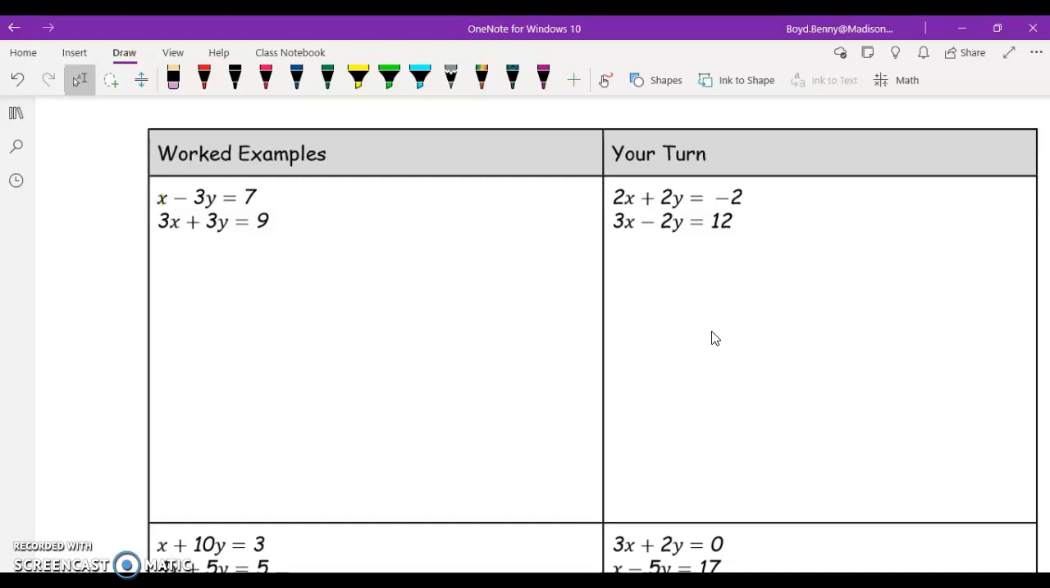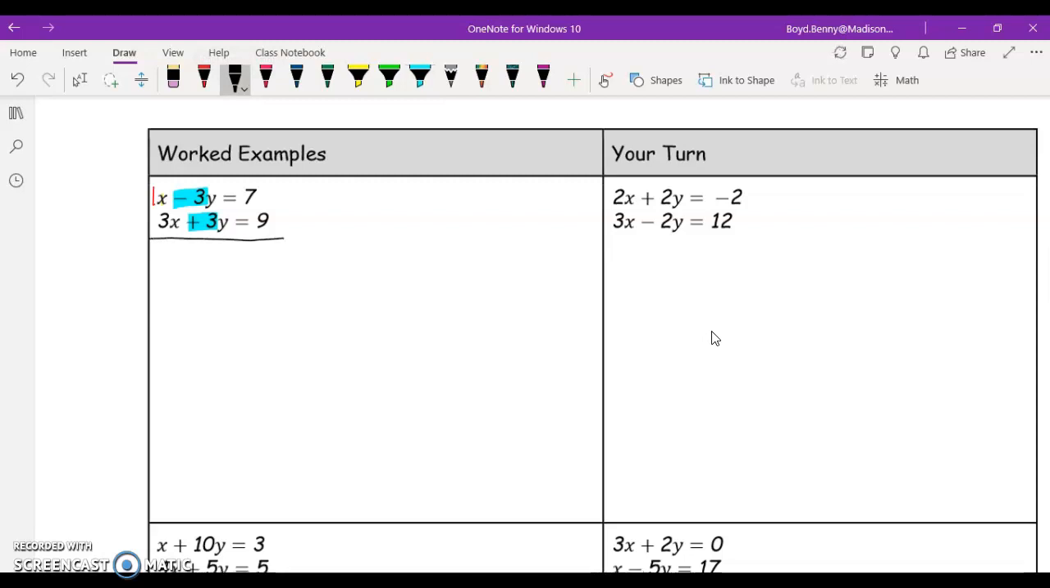Okay? Now, when I look at my x's, I notice that this has a 1 as a coefficient, this has a 3. Those are not additive inverses. Okay? Let's jump over to the y's. So I'm going to look at the coefficients on the y's. And I notice that the coefficient on the first y is negative 3, and the coefficient on the second y is positive 3. So I know from our definition of additive inverses that when I add those two together, I'm going to get 0, which is what I need in order to eliminate that variable.